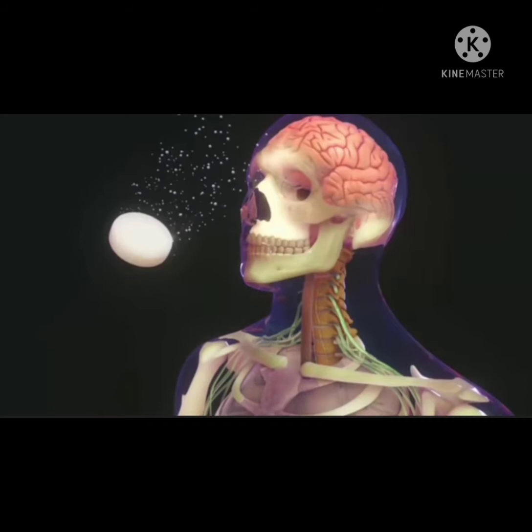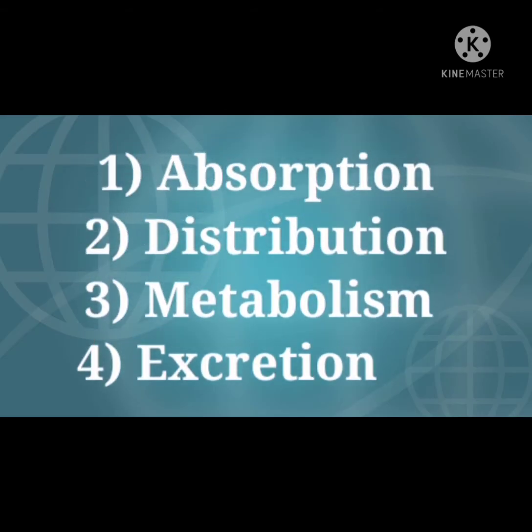Once drugs are inside your body, how do they move around and get to where they need to go? There are four main processes. Those are absorption, distribution, metabolism, and excretion.